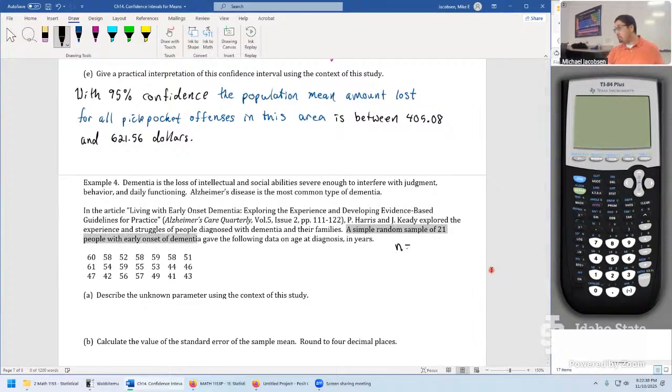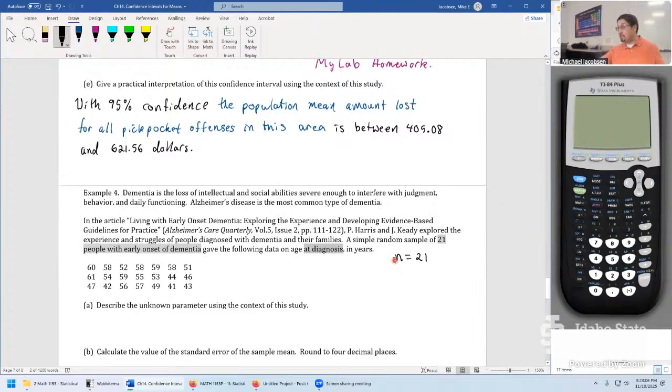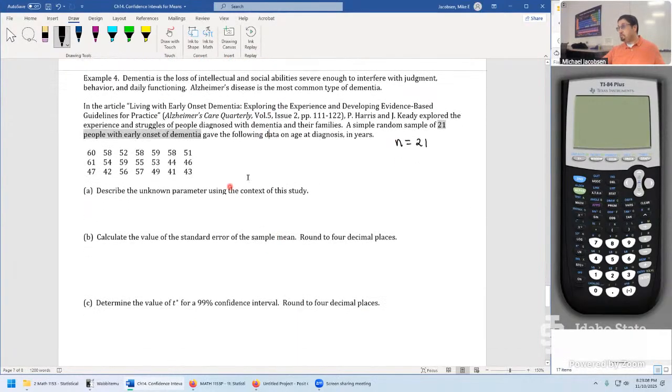So a sample size of 21. This is also going to indicate our population. When it says 21 people with early onset of dementia, that means our population is going to be all people with early onset of dementia. Again, we can be picky on this. Maybe we should say all people diagnosed with early onset of dementia, because everybody in our sample has been given that diagnosis.